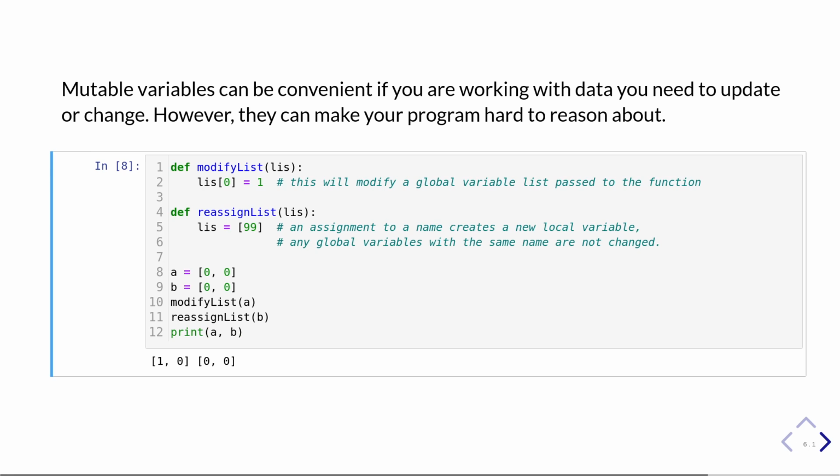When I run this, you can see right here, that's A, and you can see that A has changed. It used to be 0, 0, like here, but now after the call to modify list, it's changed to 1, 0. This kind of thing can only happen because we have mutable variables, and so on line 2, we were actually able to modify those variables.